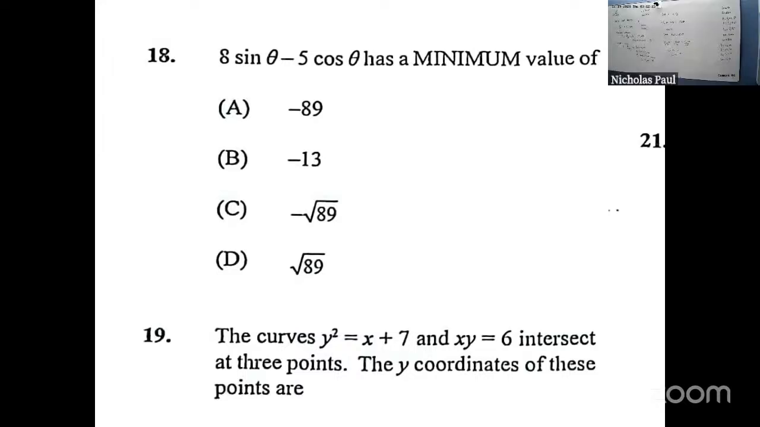So we're online. Let's take a look at this. Online you can message your answer. What's the minimum value there?